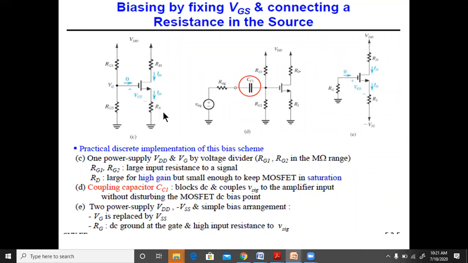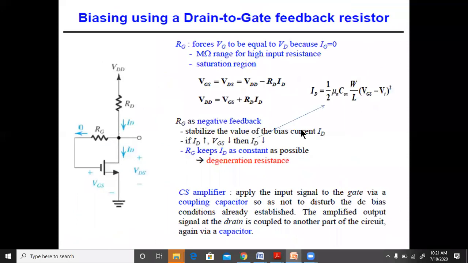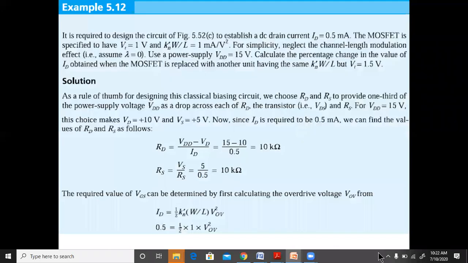So ID will be flowing here. IS is equal to ID itself because there is no gate current. IG is equal to 0. So ID is the only current flowing through this. There's nothing else; IS will be equal to ID. Thus, we can say that RS and RD are chosen to have the same values.